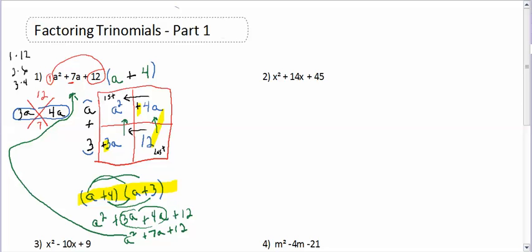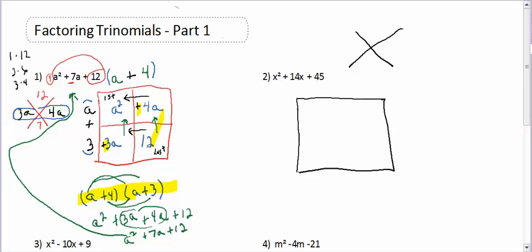Okay, let's try another one. So now we're going to make our x. And then we're going to make a box. I'll make my box right here. The problem we have is x squared plus 14x plus 45.